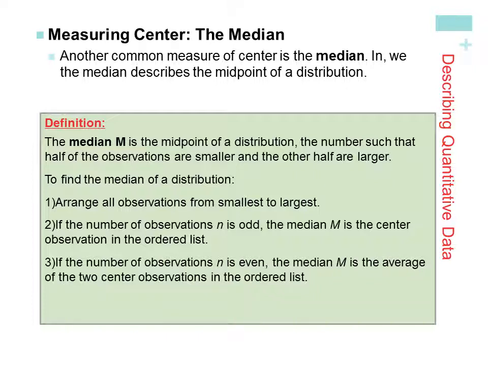However, if it's even, the median is the average of the two centered observations in the ordered list. Okay, so if we have 20 observations, observation 10 and 11, 10 has 9 below, 11 has 9 above, you would take the average of 10 and 11. That would be your median, or your middle.